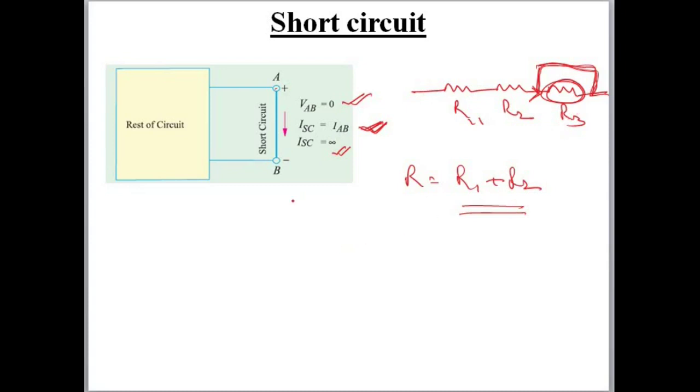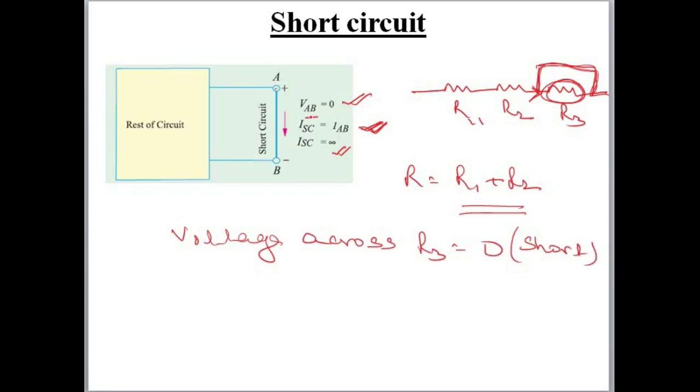Voltage drop across R3: if anyone asks, what will the voltage across R3 be? 0. Why? Because it is a short circuit. In a short circuit, voltage is 0. And current across R3? Across R3 there won't be any current. Current will not go through R3, it will go through the short path. Okay, so this is your short circuit. In any series circuit, if there is a short, then that resistance will not come into the picture. Your resistance will be R1 plus R2.